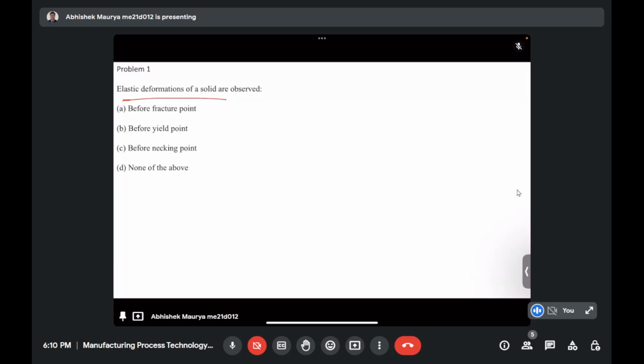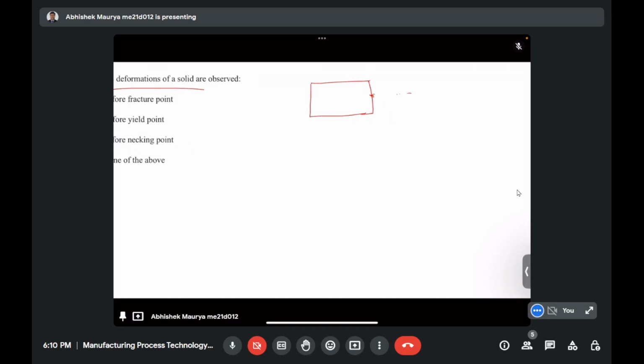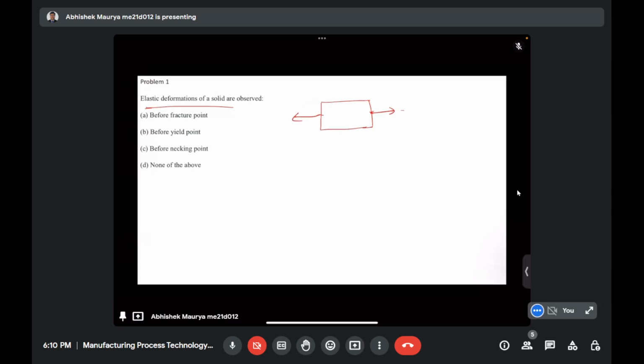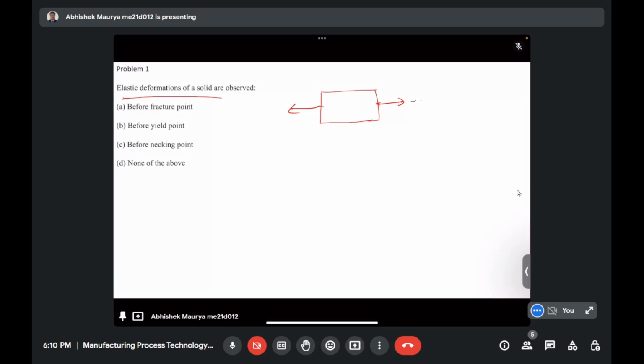If you remember, if we have a body, something like this, what will happen if we apply some load over it? Let's say we are applying some load, let's say sigma. Then its dimensions will start changing. Suppose it has some length L, and when we apply some load over it, its dimension will change.